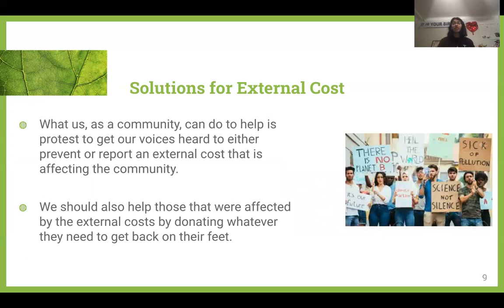What the community can do with the external costs is we can protest to get our voices heard to either prevent or report an external cost that is affecting the community. And we can also help those that were affected by the external cost by donating whatever they need to get back on their feet.